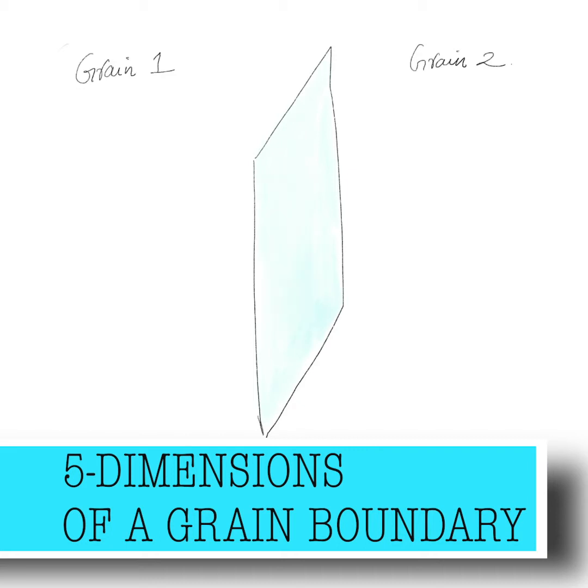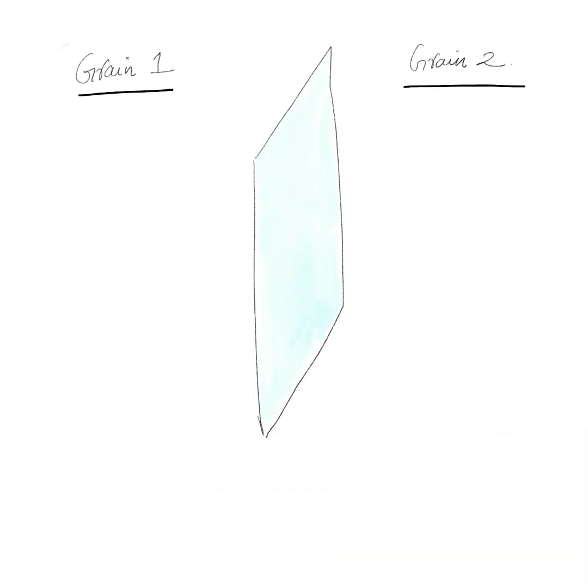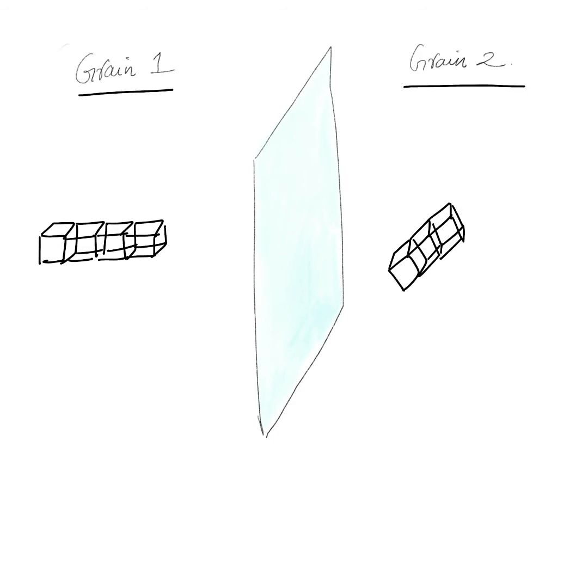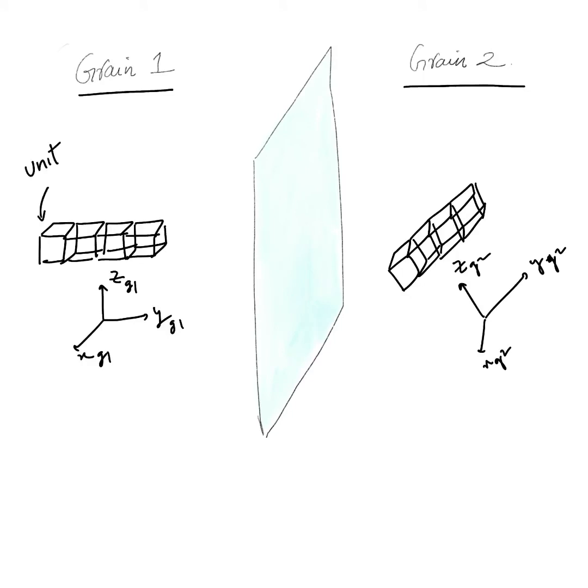Now when you think about a grain boundary, a plane comes to your mind. So how come a grain boundary has 5 dimensions? To understand this, think about where the grain boundary is. A grain boundary is definitely a plane, but it exists between two grains. Grain 1 on your left side and grain 2 on your right side.